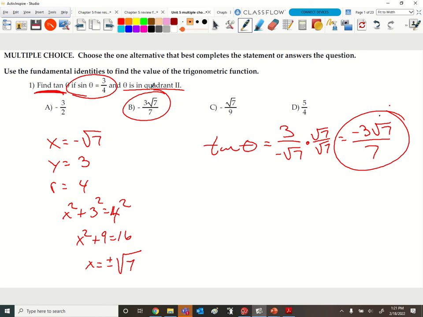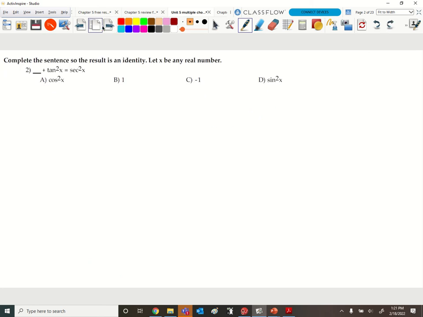Okay, let's keep going. Number 2. Find this on your reference sheet, please. Did we find it on the reference sheet? Is this a Pythagorean identity? So what's the one thing that's missing? So 1 plus tangent squared is equal to secant squared, right? Right there on my Pythagorean identities.